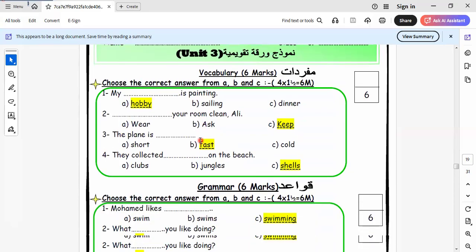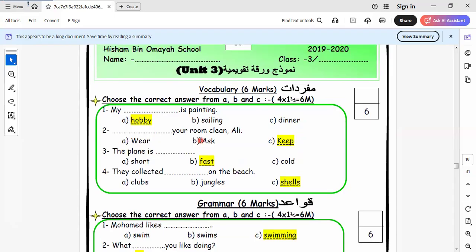Let's do the exercises related to this unit, and see how your paper exam will be like in the exam. Here we have a model of your paper exam to know how to answer the questions. My favorite is painting. So here I ask about painting. I can say sailing, I can say dinner. No, sailing and dinner have different meanings. And painting is something that I would like to do. This is called my hobby.